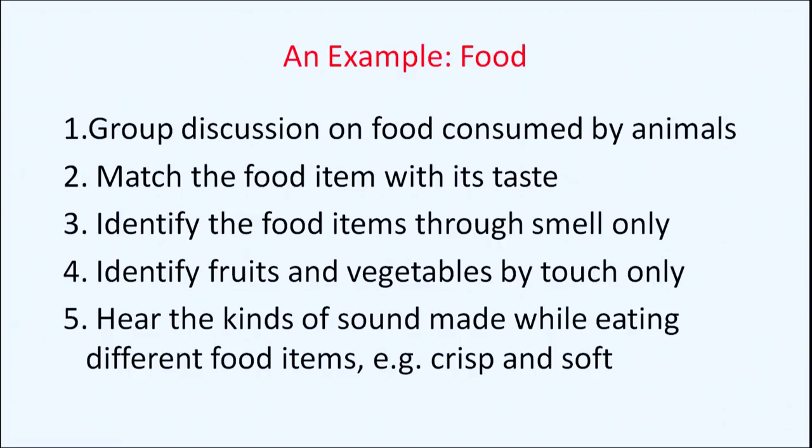Let us take an example of food. Now, there are various ways in which evaluation on food can be assessed. Group discussion on food consumed by animals can be done in the classroom. Match the food item with its taste. Identify the food items through smell only. Identify fruits and vegetables by touch only. Hear the kind of sounds made while eating different food items. Are they crisp? Are they soft?